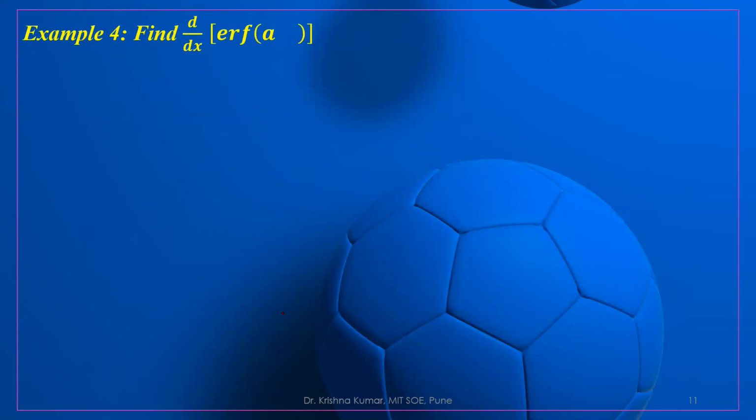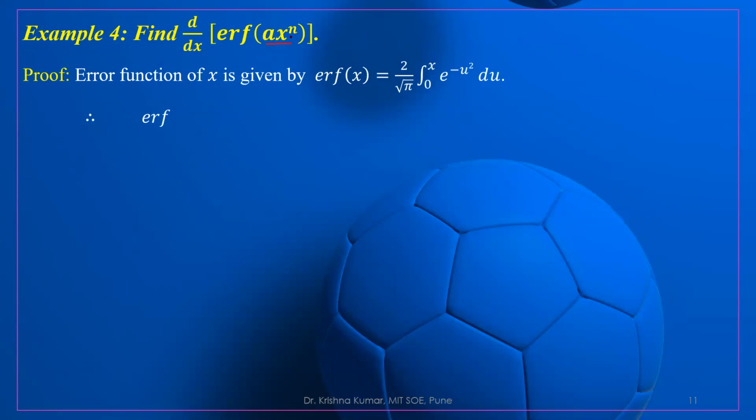Yes, sir. So we have already taken the derivative of the error function of x. Now if its power is n, what will happen? The same method we apply here. Again, what is the error function of x? It is given by this, where x is replaced by a x to the power n.